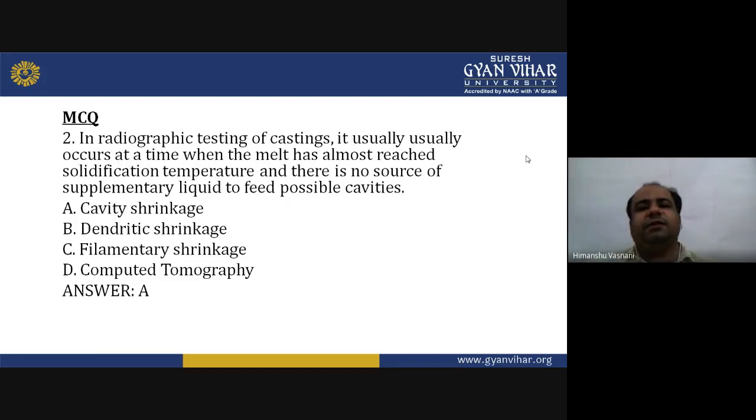Now, in radiographic testing of castings, it usually occurs at a time when the melt has almost reached solidification temperature and there is no source of supplementary liquid to fill possible cavities.